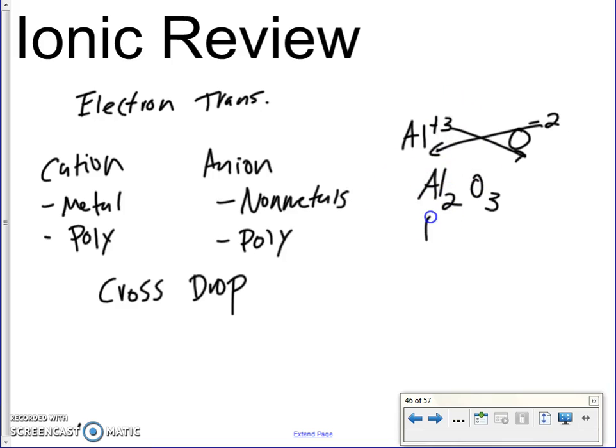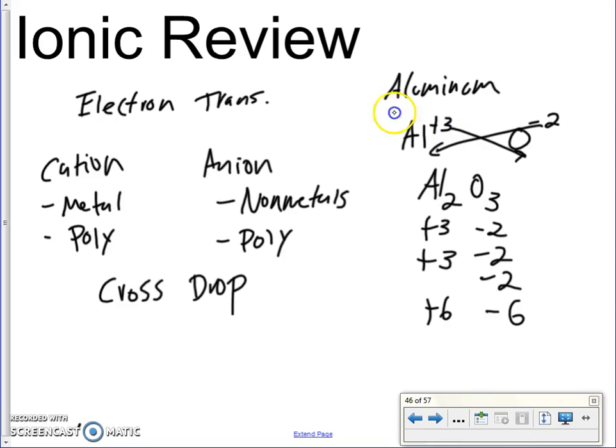2 aluminums means there's 2 +3s because they still have their charges. And 3 oxygens is 3 -2s. Well, if I add these up, +6, -6, and then of course we would name it as aluminum, because we name the metal, or we name the polyatomic ion. If it's a non-metal, we change the ending to -ide, so in this case oxide, or if it's a polyatomic ion, remember we just name it. So that's kind of the review of ionic compounds.